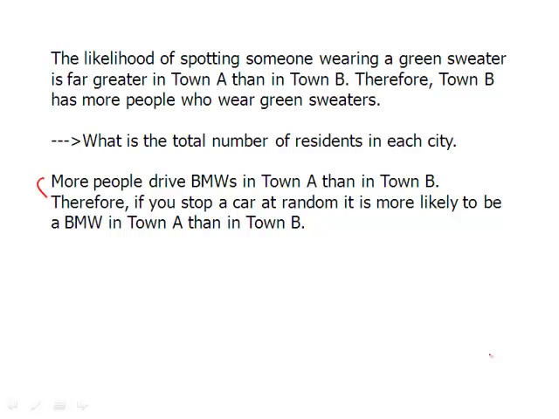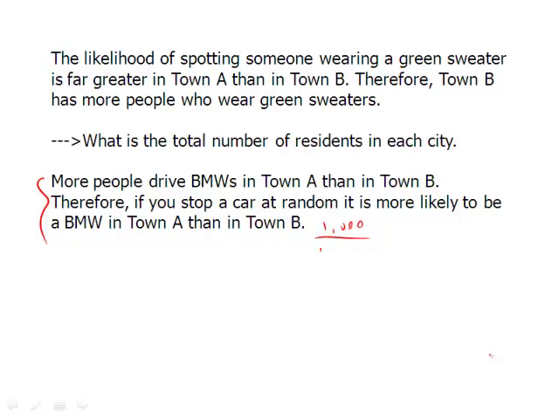Let's try another example. More people drive BMWs in town A than in town B. Therefore, if you stop a car at random, it is more likely to be a BMW in town A than in town B. Again, the whole idea of the percentage, we have to see exactly how many residents there are. So sure, more people drive BMWs in town A than town B. We can have 1,000.